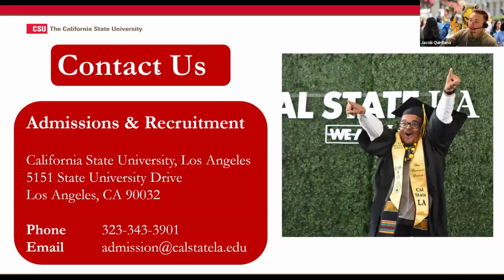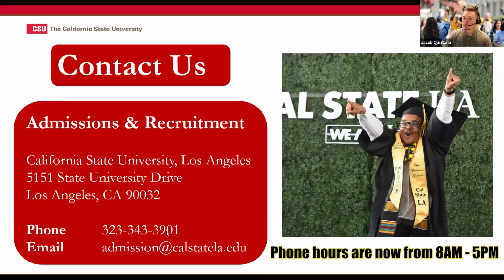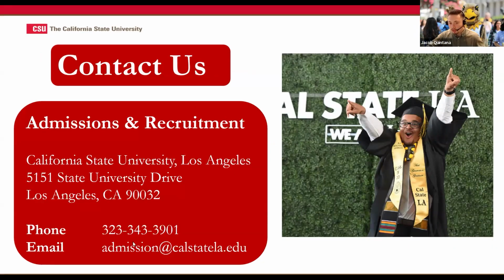All right, folks. Again, I cannot emphasize enough: if you have any questions, please, please, please give us a call. That's our phone number, 323-343-3901. Our phone lines are open from 10 a.m. to 3 p.m. However, our offices are open from 8 a.m. to 5 p.m. So feel free to drop by on the first floor of the Student Services Building. That's our little admission center, just in case you have any transcripts you want to drop off or just ask any general questions. Otherwise, you're more than welcome to send us an email. That's our email right there at the bottom: admission@calstatela.edu. So we definitely look forward to hearing from you.